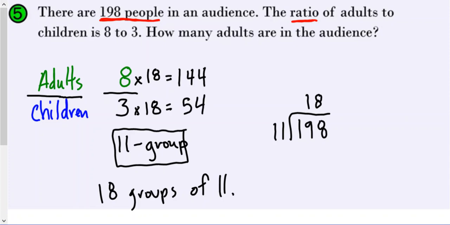Okay, so now if we add these together, 144 plus 54, we get 198. So now we have the total amount of people right here, and we know that there are 144 adults and there are 54 children. So to answer the question, how many adults? There are 144 adults.